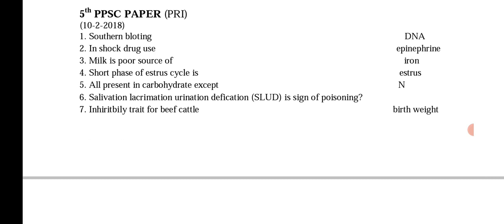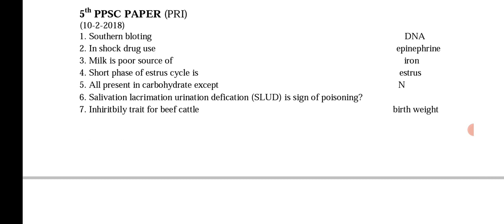The short phase of the estrus cycle is estrus. The phases are proestrus, estrus, metestrus, and diestrus. The longest phase of the estrus cycle is diestrus. I am considering the estrus cycle of cattle and buffalo.